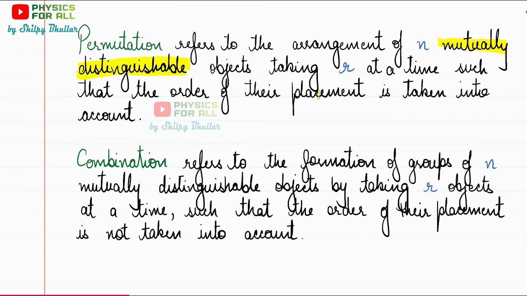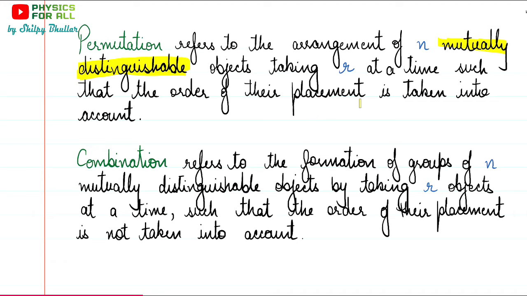But what if all the balls are red in color or all the balls are blue in color? Then it is very difficult to identify which ball you picked first or which ball you picked next. It could be the same ball or it could be different, because we don't know. All balls look alike. So in that case, they would be indistinguishable. But here, in case of permutation and combination, we prefer objects to be mutually distinguishable. It means they should be different from each other in some sense.